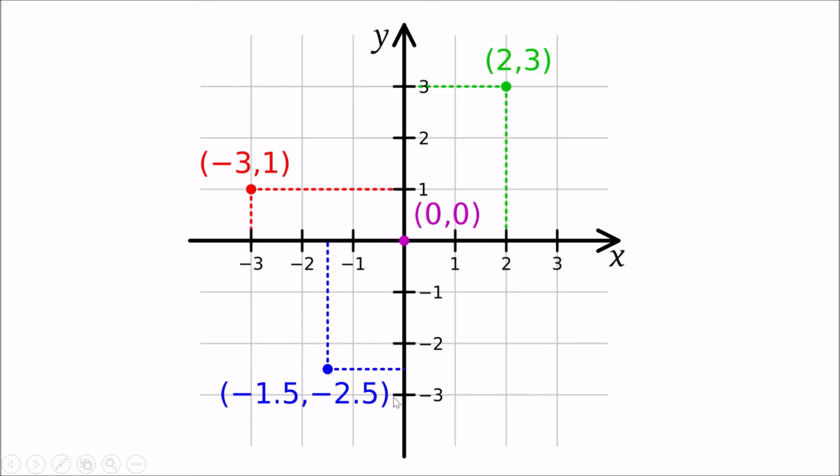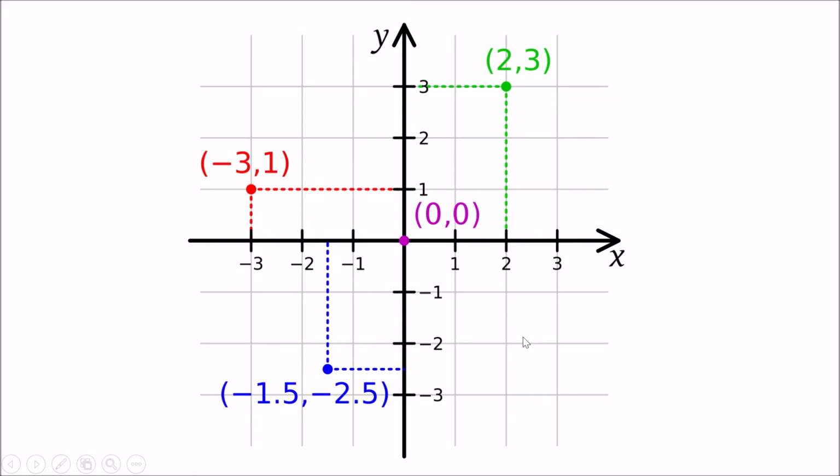All right, so a bit more complicated one, this blue one. You can see that its x coordinate is 1.5, or rather -1.5. How you do this is you draw a vertical dotted line until it reaches the x-axis and you read off where it is. For the y coordinate, you draw a horizontal dotted line until it touches the vertical y-axis, and then you read off the number there. So it's -1.5 over here and -2.5 over here.